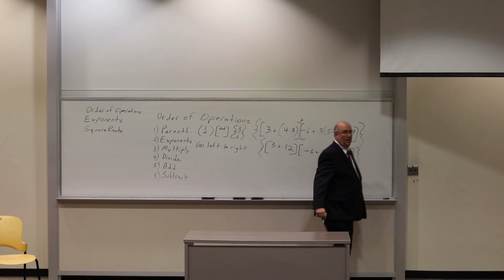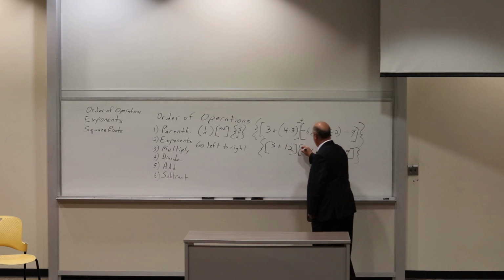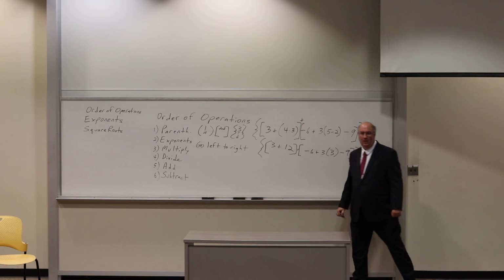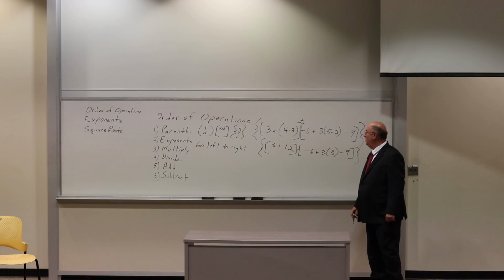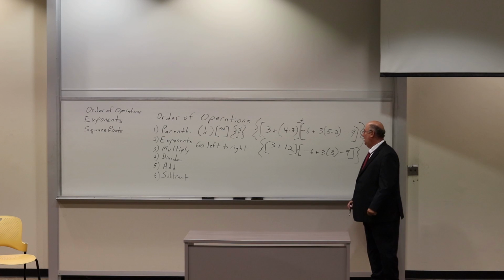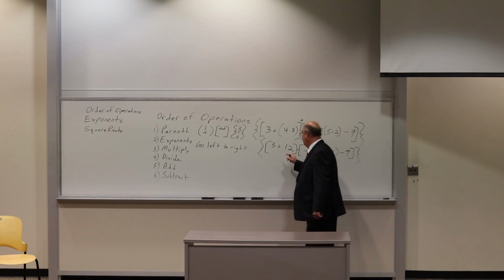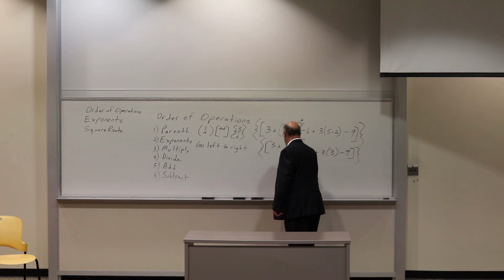Okay, and we're going to add these. Put a plus in there. Okay, easy enough. So far, so good. We did the rounded brackets. Now we'll do the square brackets. 3 plus 12, 15. That's the first bracket.